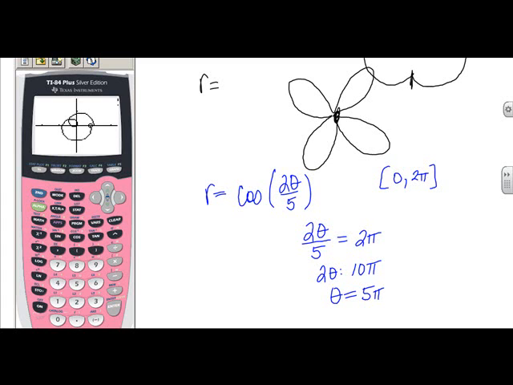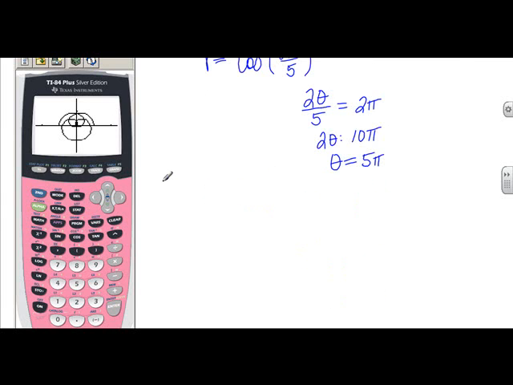Alright, we don't have our starting point and our ending location being the same point. So really what needs to happen is that when theta is 0, then our value of r is cosine of 0. So r is 1. So that's the point (1, 0).